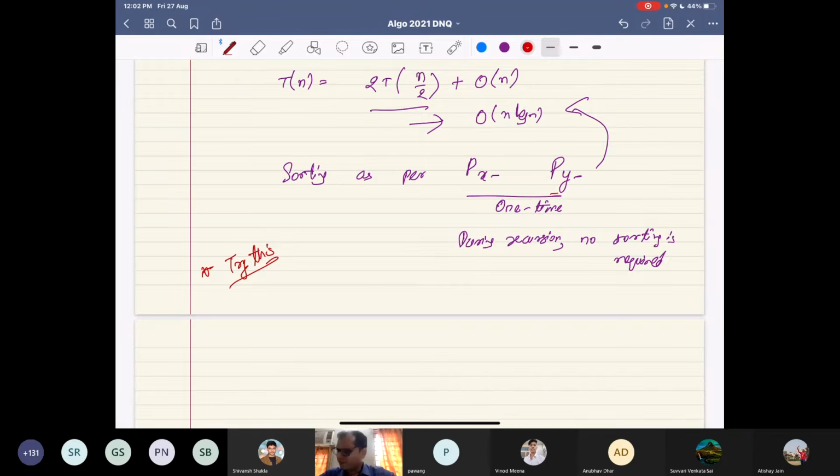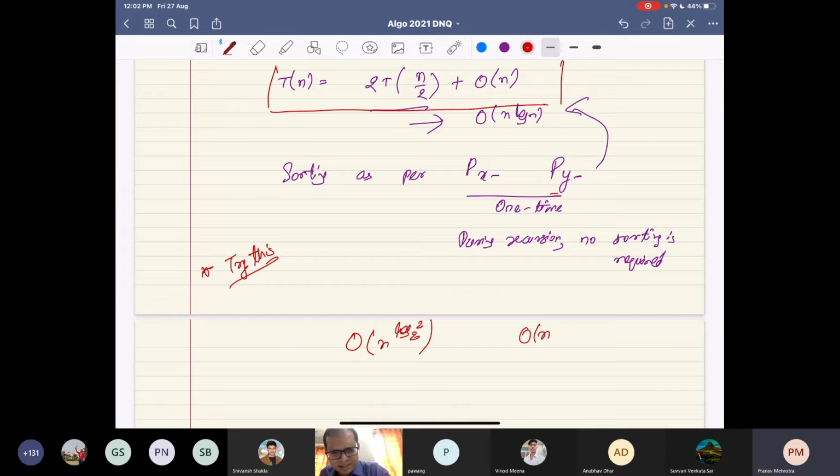Sir, in the T(n) equation, how is it coming order n log n? Have you never seen this equation earlier? Sir, this comes from merge sort, but if we apply the master theorem, it gives order n. No, master theorem you cannot apply here. Yesterday we tried, right? If you try master theorem, this will give you order n to the power log 2 to the base 2, right? Order n.